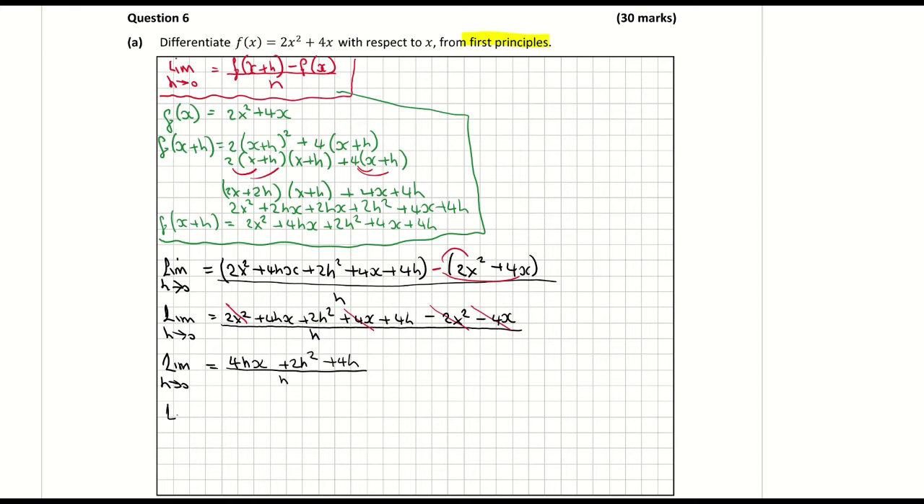I now need to divide the top line by h. One way of looking at it is to factorize out h from the top line. If I factorize out the h, it'll be h times 4x plus 2h, because h by 2h is 2h squared, plus 4. And that's divisible by h, and then the h's will cancel. So that's leaving me with the limit as h approaches 0 is equal to 4x plus 2h plus 4.